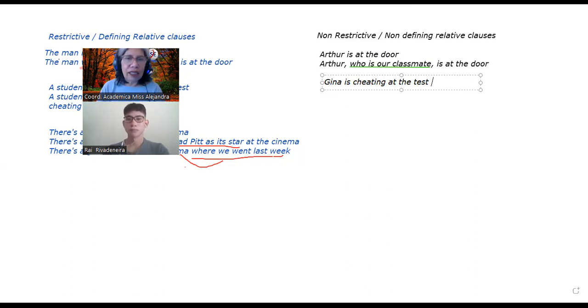Gina is cheating at the test. So you don't need the information about who Gina is or where Gina is sitting. Okay? But only that she's cheating at the test. So you can see the 30 students and you know the students and say, okay, Gina is that girl.